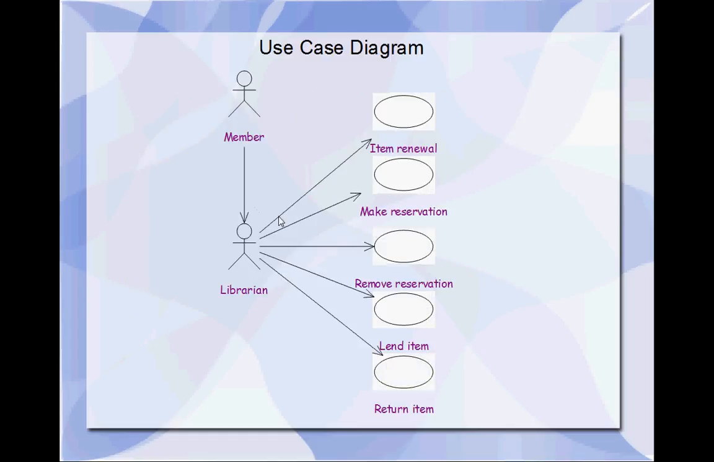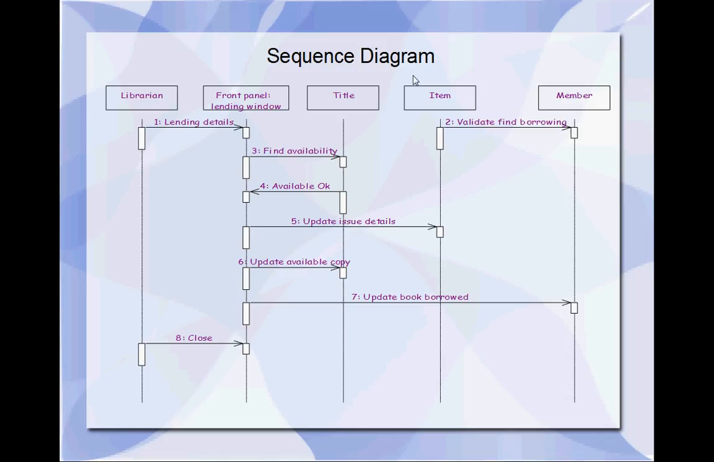Here is a use case diagram which explains the librarian functions like renewing the item, making reservation, removing reservation, loaning item, and returning item. Here is a sequence diagram, which is the other implementation of a librarian, showing his functions like learning the details, finding the availability of the book. If the book is available, he updates the details, etc.